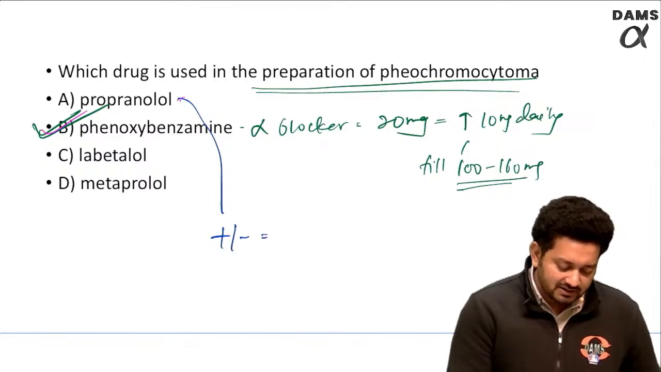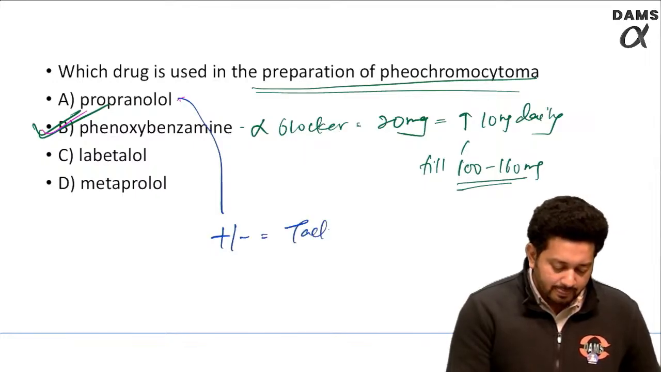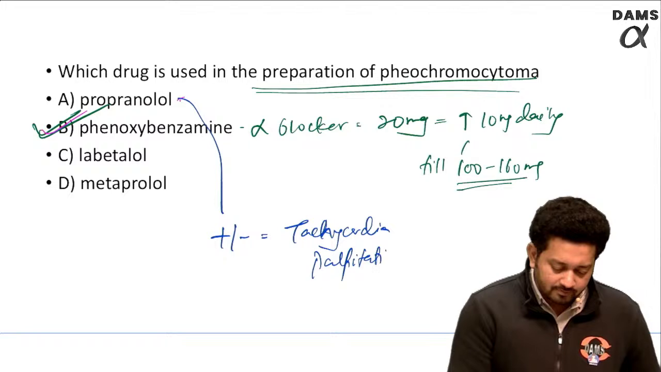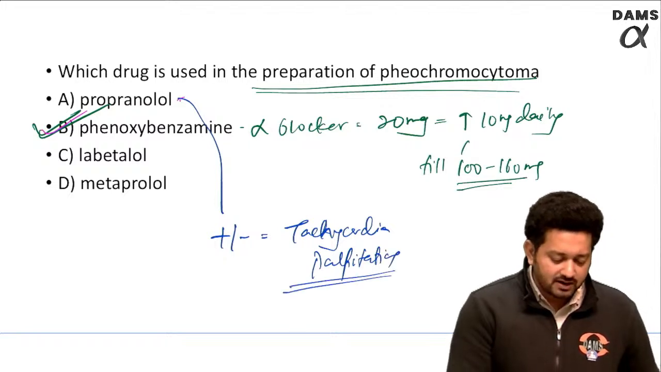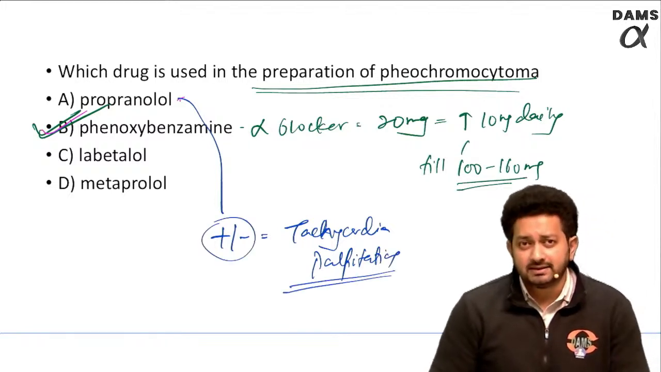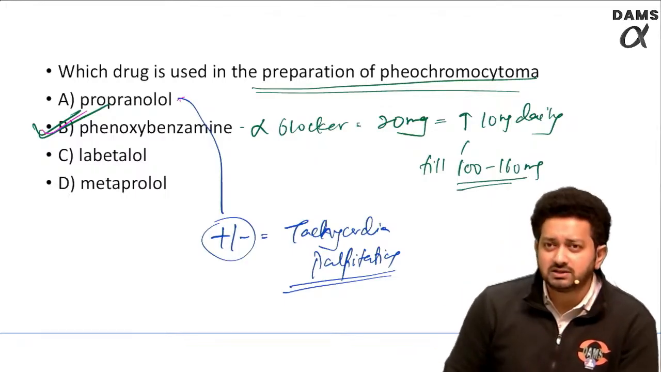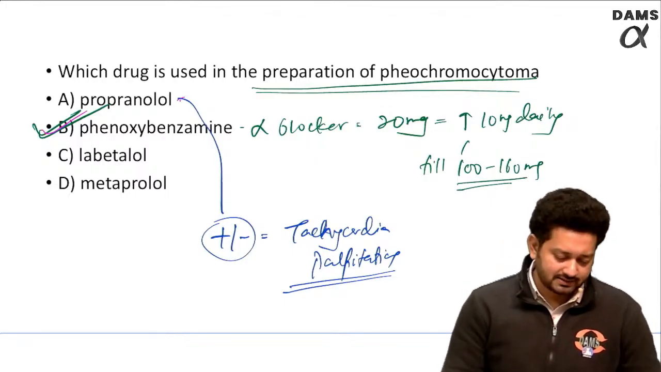I mean, if the patient is having tachycardia, palpitations, then you can give it. Otherwise, beta blockers are not necessary in all the cases, but yes, phenoxybenzamine you have to give in all the cases.